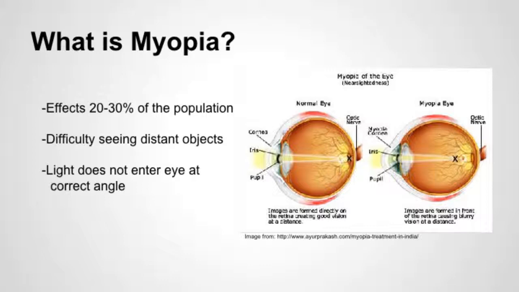To understand why LASIK is an effective treatment for myopia, one first needs to understand what the condition of myopia entails. Myopia affects between 20 to 30% of the population and causes difficulty in seeing distant objects. The difficulty in seeing distant objects, but ability to see objects close up, gives myopia its more commonly known name, nearsightedness. Myopia is caused by something called refractive error, which means that the light entering the eye does not focus on the retina, but instead on a different area of the eye. This is because of either too much curvature in the cornea or an eyeball that is too long.